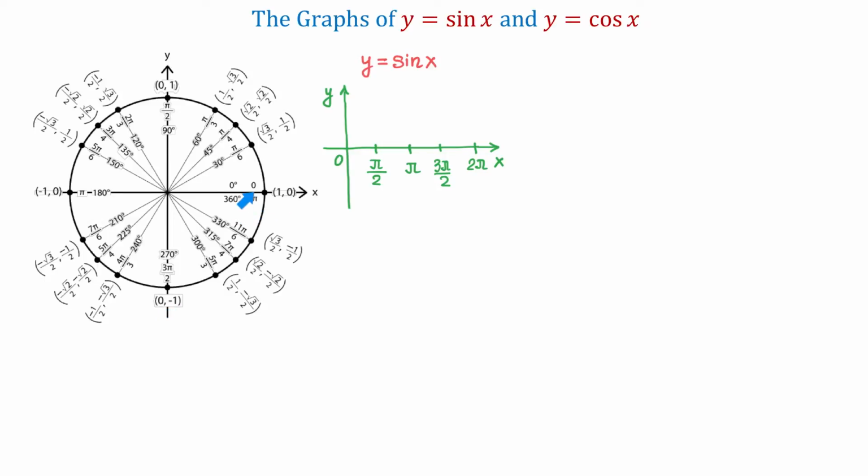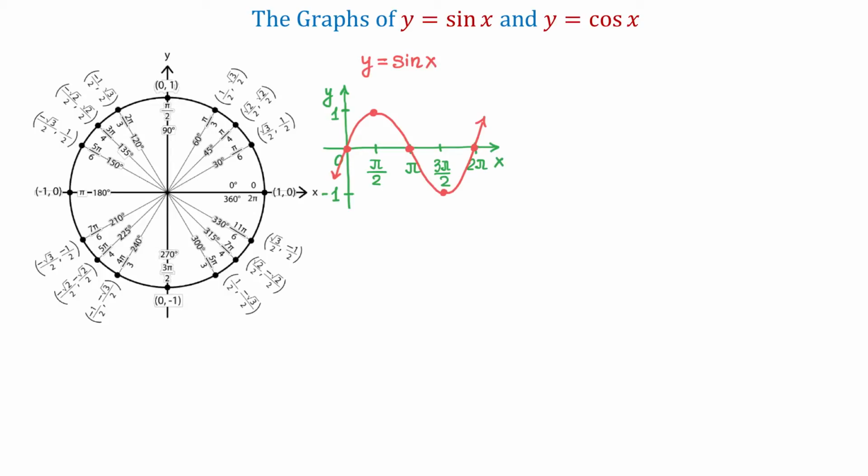So again, at 0, the value of sine is 0, and this will be the first point on the graph. Now, at pi over 2, sine has the largest value, and this value is 1. So to plot this point from pi over 2, we will move up 1 unit. Now, at pi, the value of sine is 0. So here on the x-axis, we will have another point. Then at 3 pi over 2, the value of sine is negative 1. So then from 3 pi over 2, we will move down 1. Then at 2 pi, the value of sine is again 0.